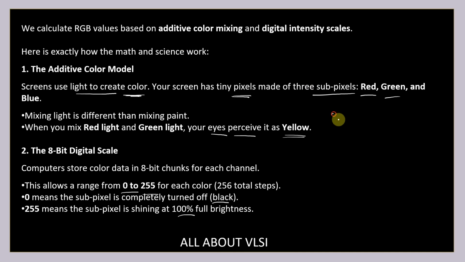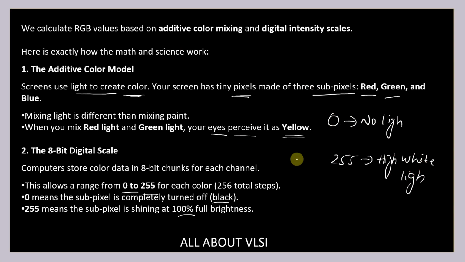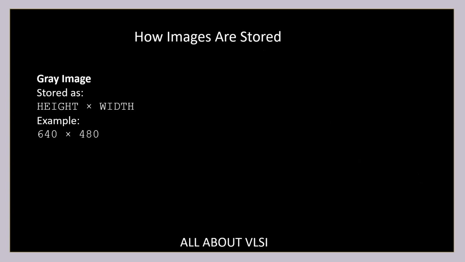So in between, if it is 0, there is no light present, and 255 means full white light. In between, we decide what the intensity of the red light, the green light, and the blue light should be. And by mixing these three kinds of lights, our eye is going to perceive a particular color. So this is how we generate a color image. And now, how are we going to store the images?